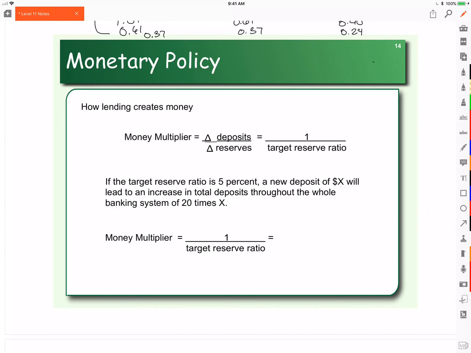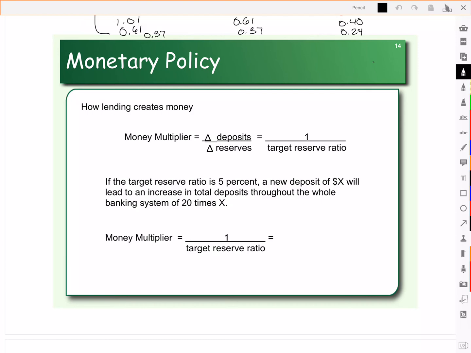We can use the formula for the money multiplier. The money multiplier looks at the change in deposits divided by the change in your target reserves. So we can find the money multiplier by taking 1 divided by the target reserve ratio. In the example that we just did, our target reserve ratio was 40%. So 1 divided by 0.4 gives us 2.5. So what does the money multiplier of 2.5 tell you? It says that if we put $100 into our checking account, so $100 in demand deposits, a new deposit of $100 becomes 2.5 times that $100, or $250 in the money supply.